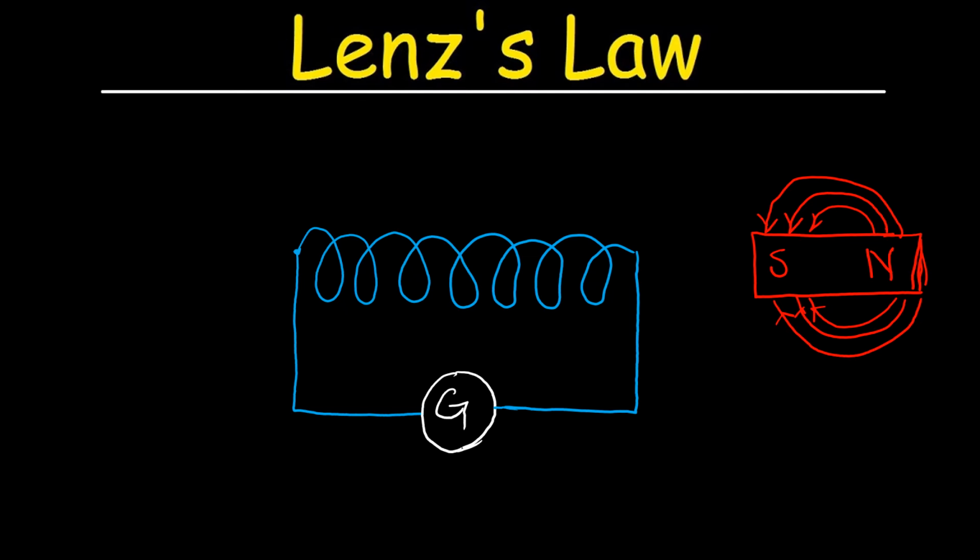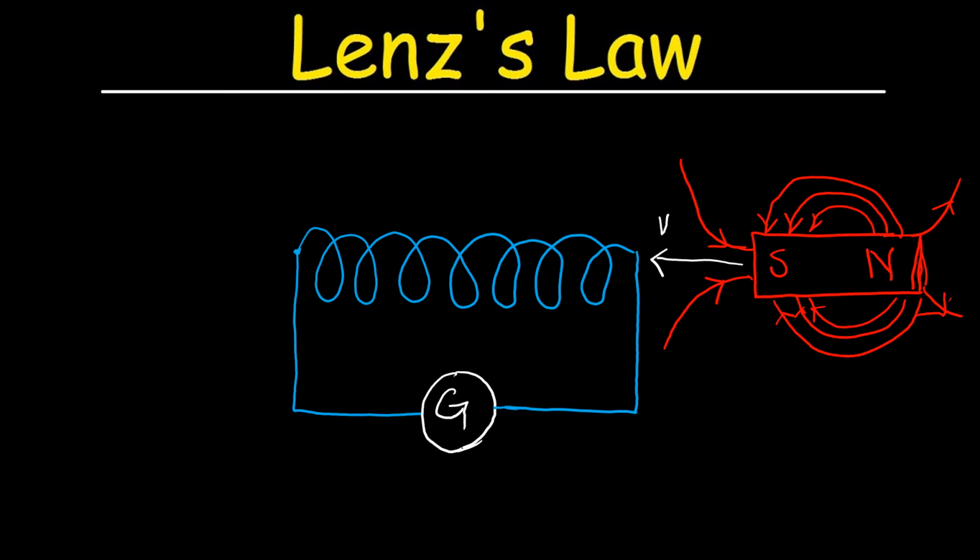The magnetic field lines basically go toward the south pole, inward like this. Now, suppose this magnet has a velocity v and it is moving toward the conducting coil, or toward the conductor.